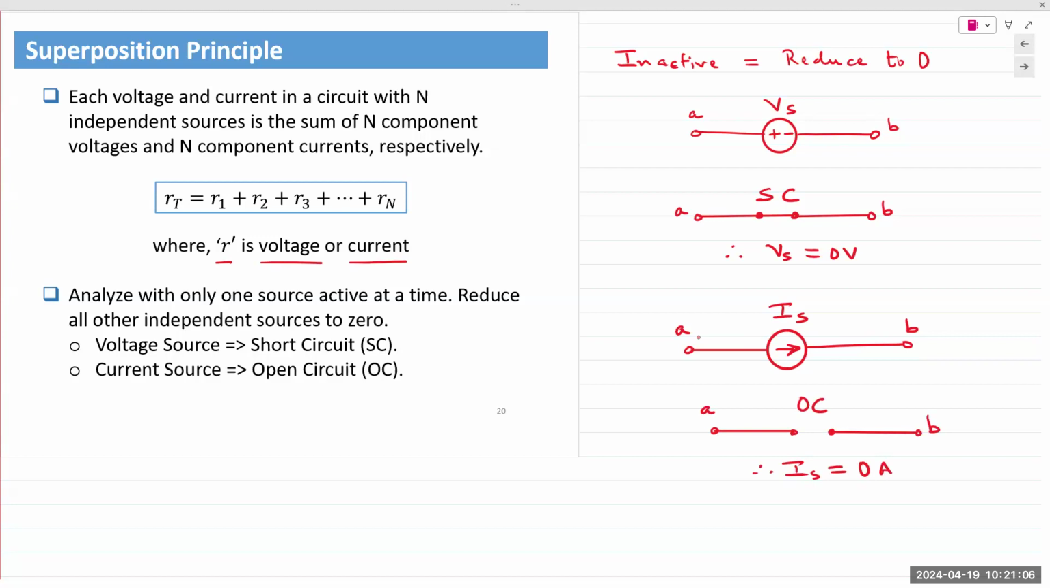All right, take a pause, think about it. Let me know if you have any questions. While you think about it, also note, this is not just important for superposition. It's going to be very important for the next topic, that is equivalent circuits. All right, any questions? So far, so good. Anyone else?